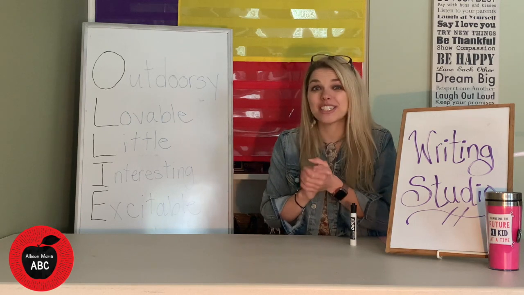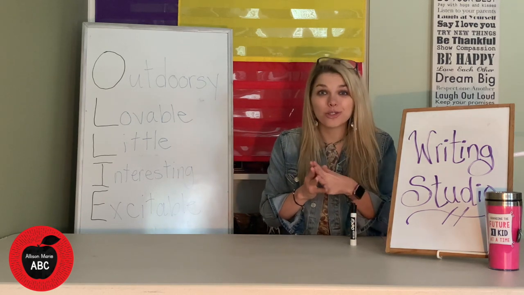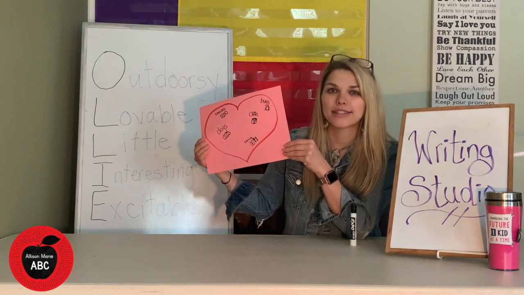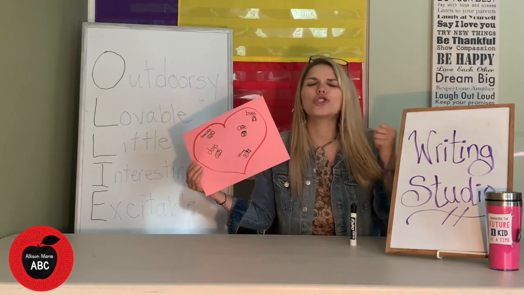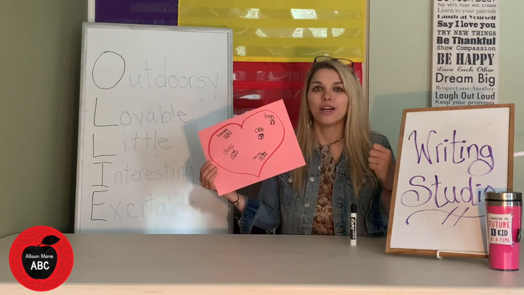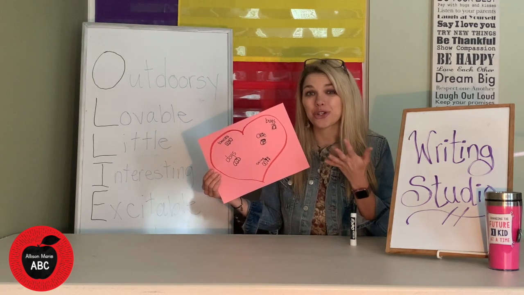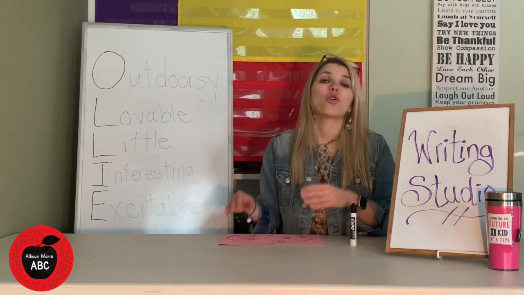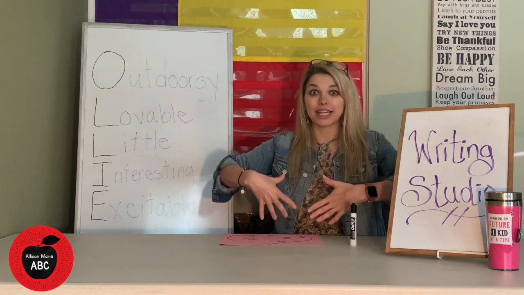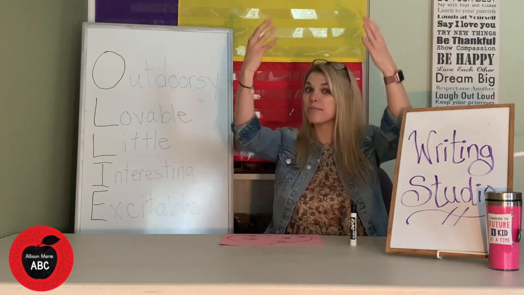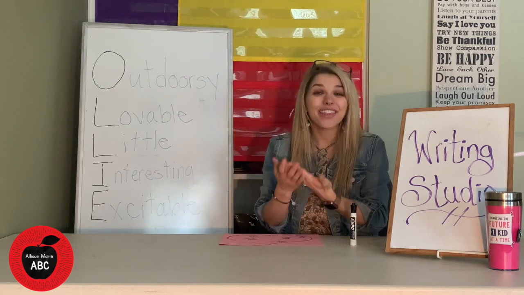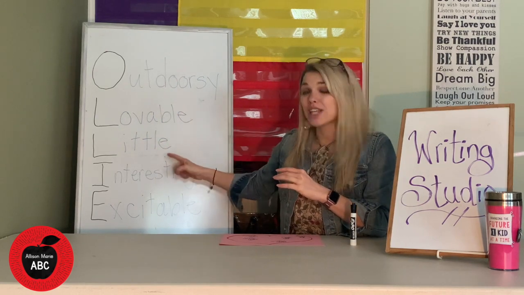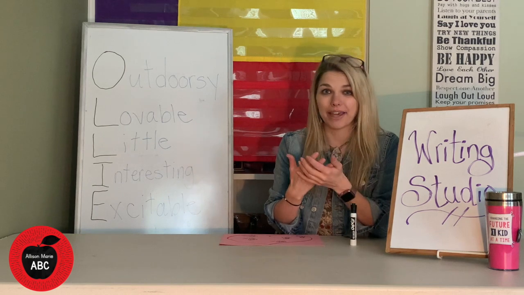So now, writers, it's your turn. Here's what I want you to do. I want you to look at your brainstorming hearts and pick a topic that you have strong feelings about. What is something that you want to turn into your acrostic poem? After you pick your topic, write your word vertically. That means top to bottom. And the final step is think of a word for each letter that describes your topic.